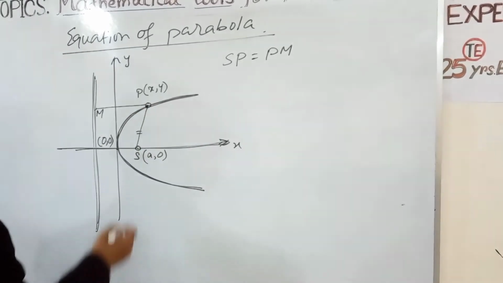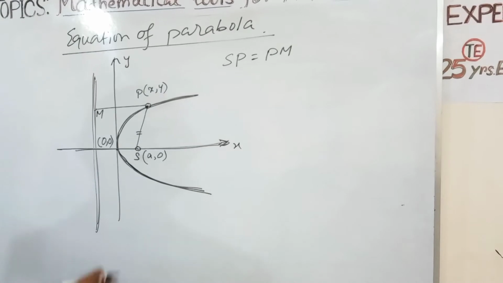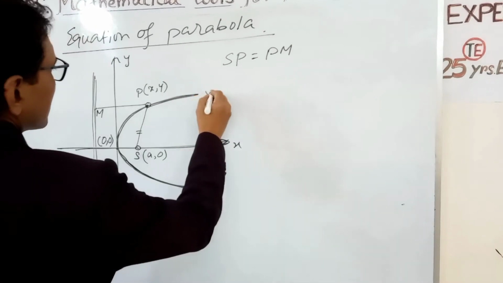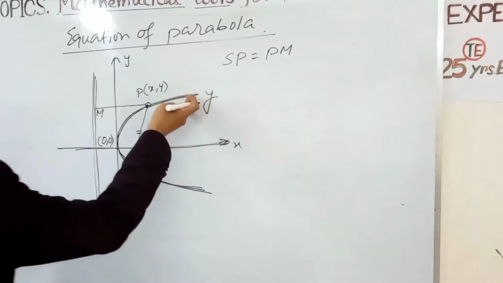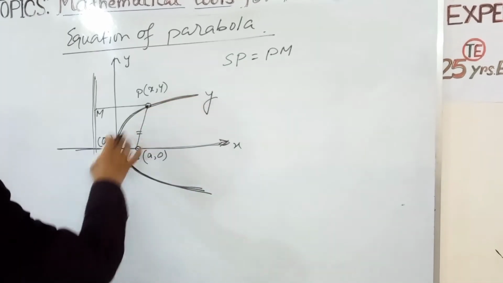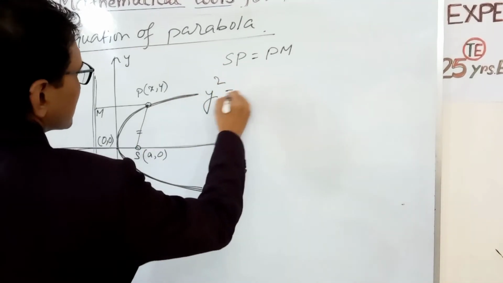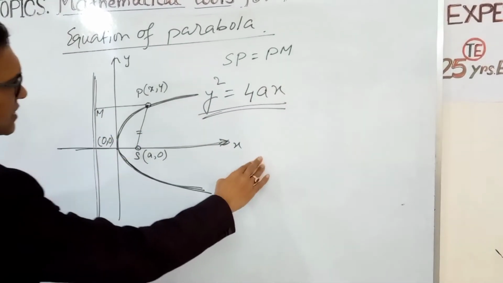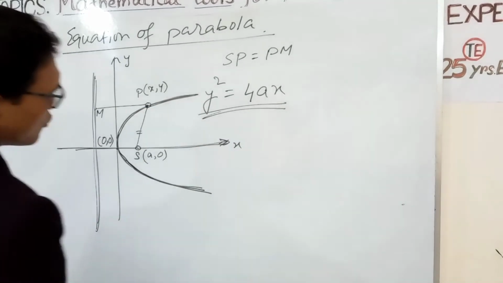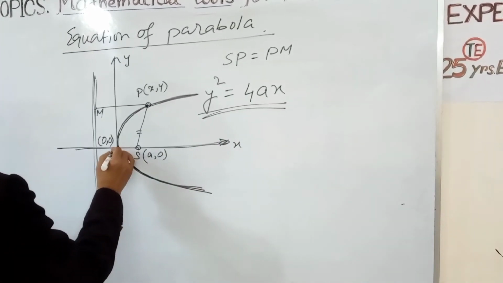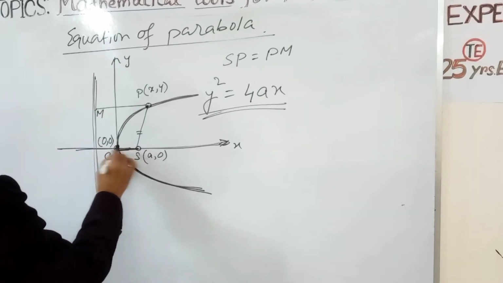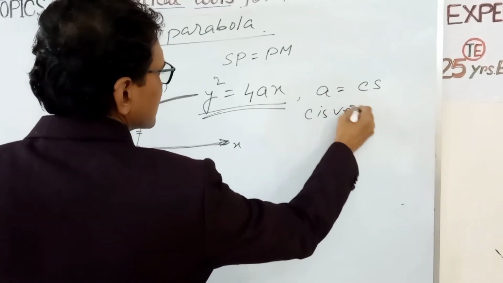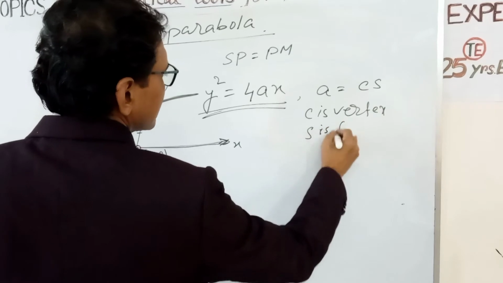We study this in detail in coordinate geometry, but here we just have to know the equation. If the opening is along the positive x axis, then the equation is y square equals 4ax. What is a? This is called the vertex. a is the distance between the vertex and the focus, that is a equals CS, where C is the vertex and S is the focus.